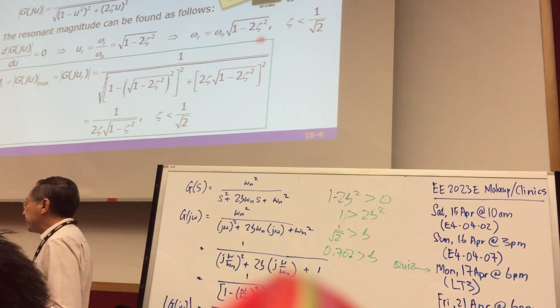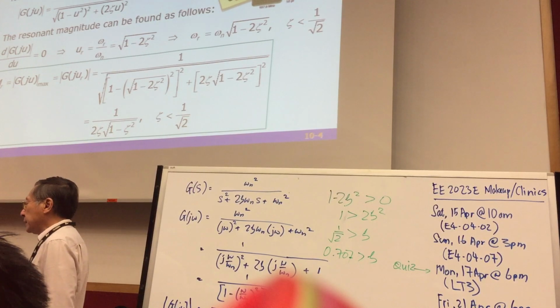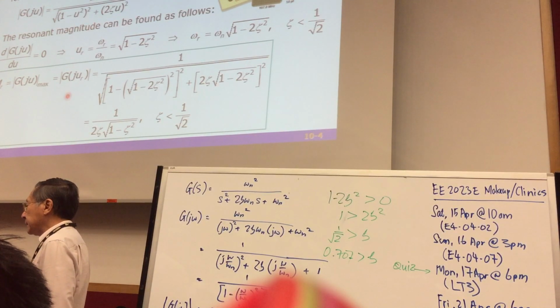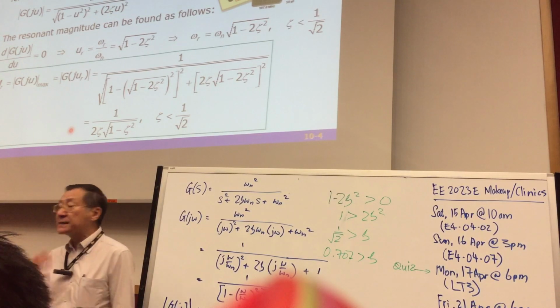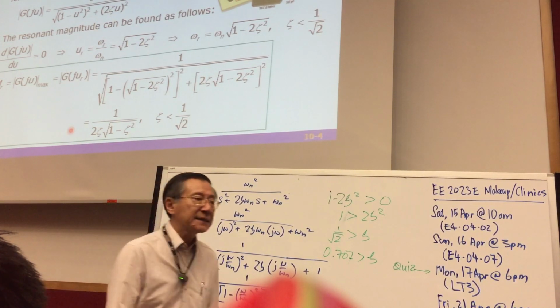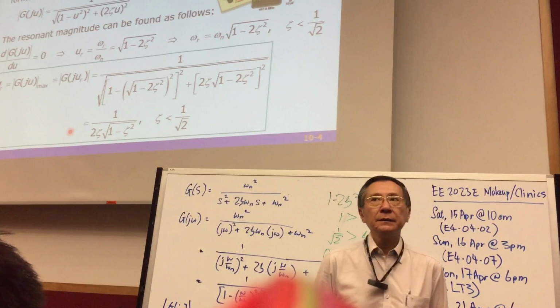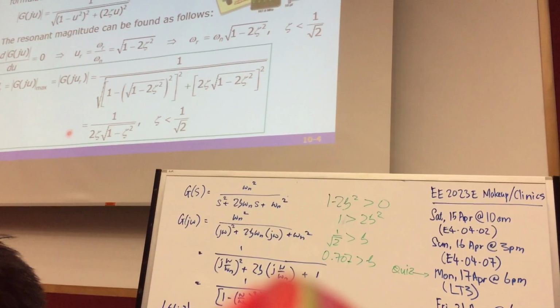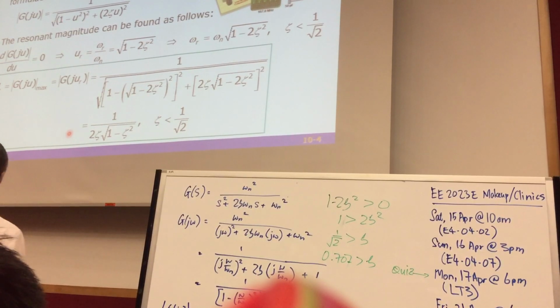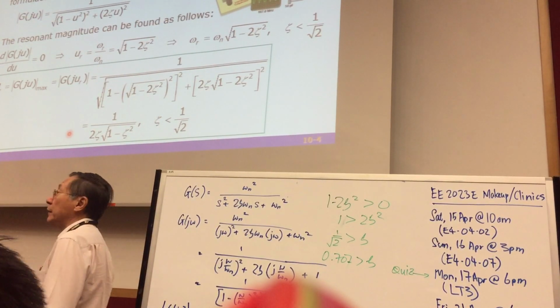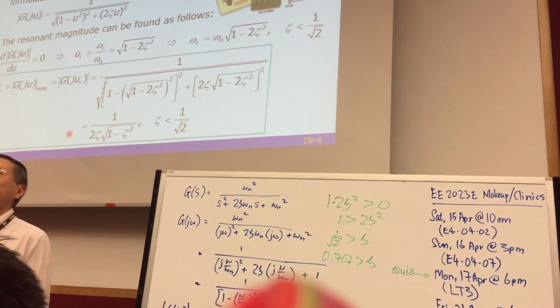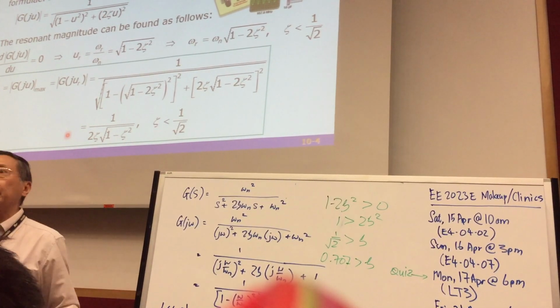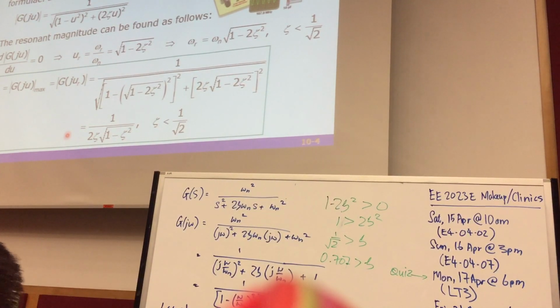Alright. So now we found the resonance frequency. We can substitute it back inside here, and you will be able to find the maximum magnitude of the frequency response, which we call MR, given by the expression 1 over 2 zeta square root of 1 minus zeta squared. Now you don't need to prove all this. It's in the formula sheet given to you.